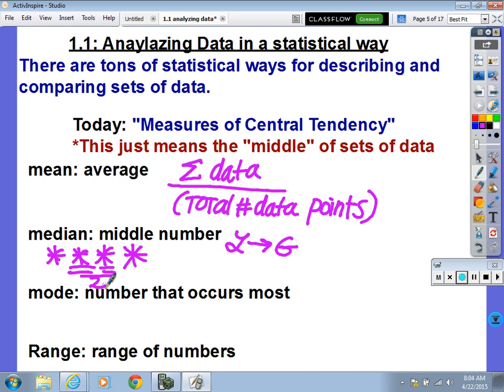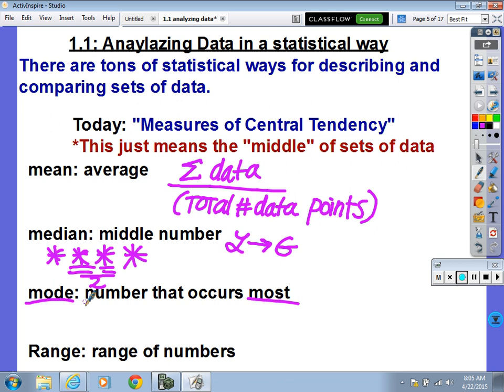Then mode. Mode just means the number that occurs most often. That's how I still remember it to this day. Mode means most. It happens the most. So that will help you remember, hopefully, what mode is. So it's just the number that occurs the most. Most sounds like mode. Okay.